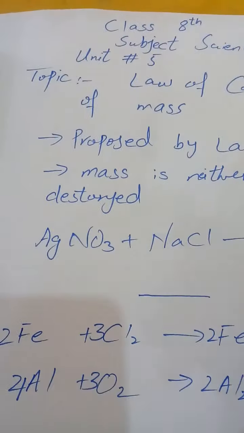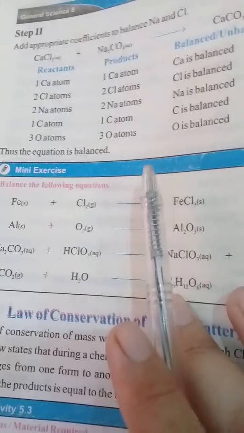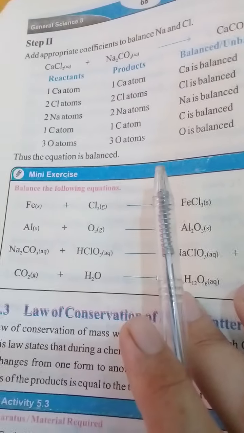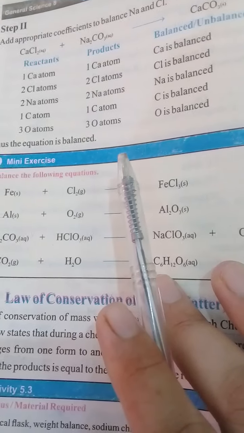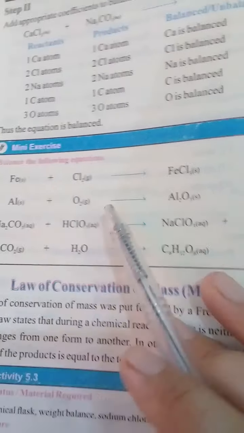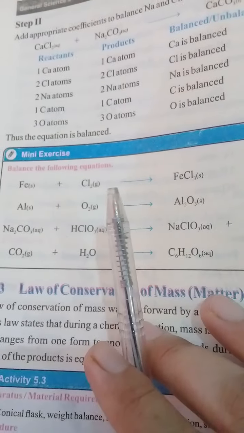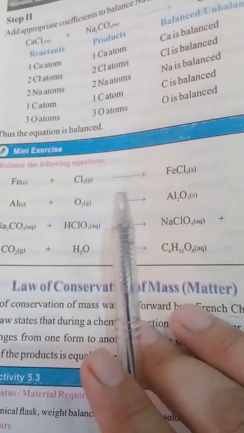As you know, we have started unit number 5. In our previous lecture, we discussed some rules for balancing chemical equations. Today, we will do a mini exercise given on page number 68. In this exercise, you will balance some chemical equations.